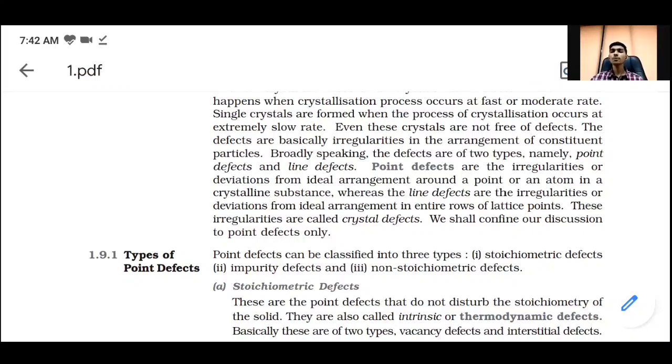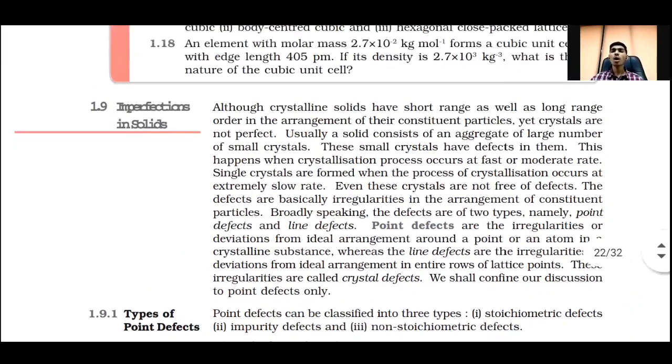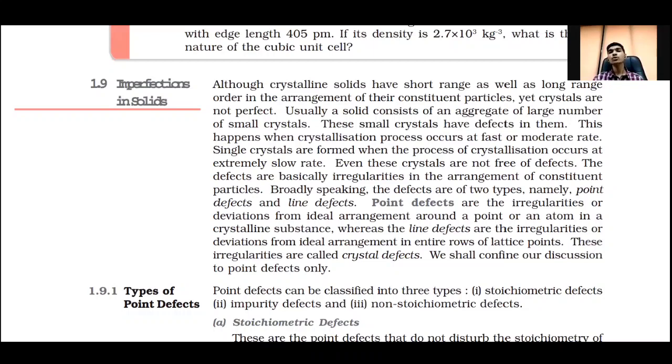Now we will learn about all the kinds of imperfections, and mostly there are two main topics, which are called the Schottky defect and the Frenkel defect, and they are important defects. Imperfections in solids: although crystalline solids have short range as well as long range order in the arrangement of their constituent particles, yet crystals are not perfect. Means when we look along a long chain, it is never perfect. Always there is some defect, some damage in a solid.